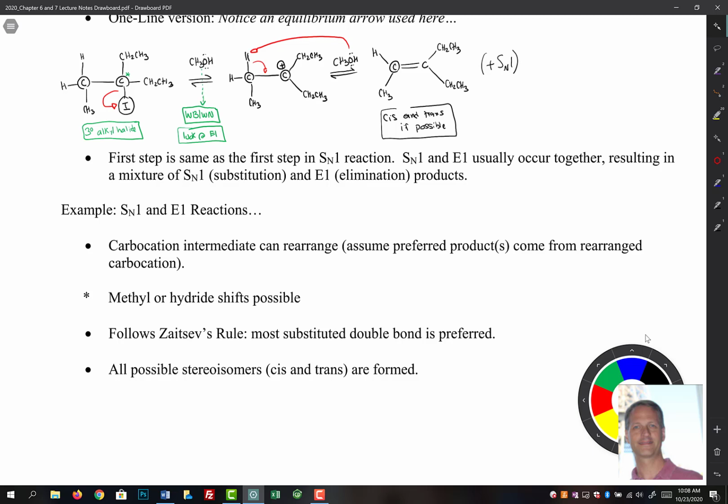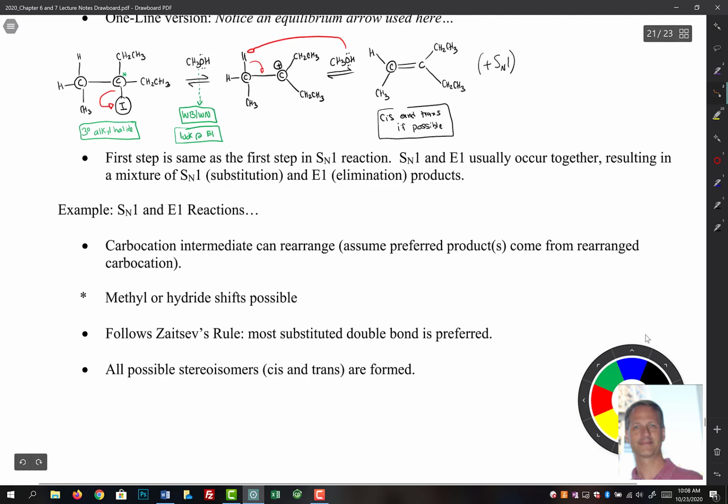Note here that methyl hydride shifts are possible, right? Something that we know from our SN1 discussion. We also follow Zaitsev's rule, so the most substituted double bond is the preferred one. And then we get all possible stereoisomers, cis and trans, when that's possible, right?